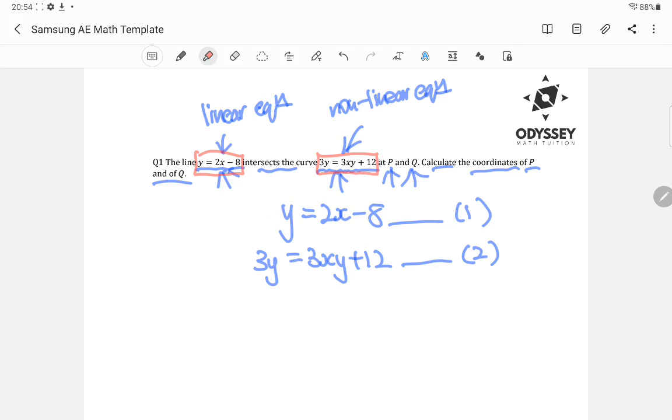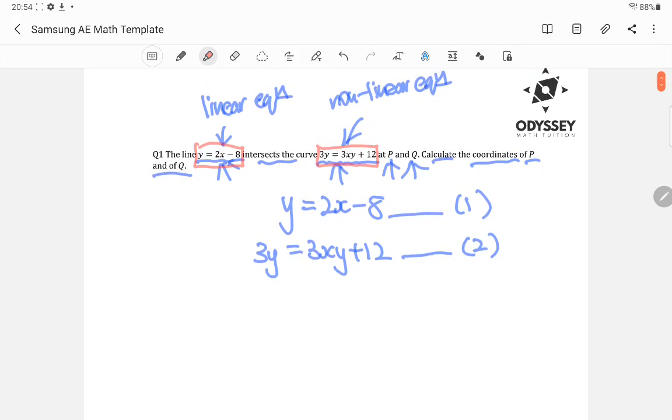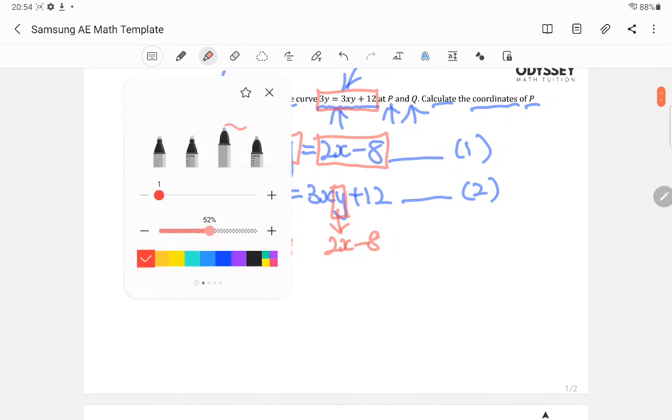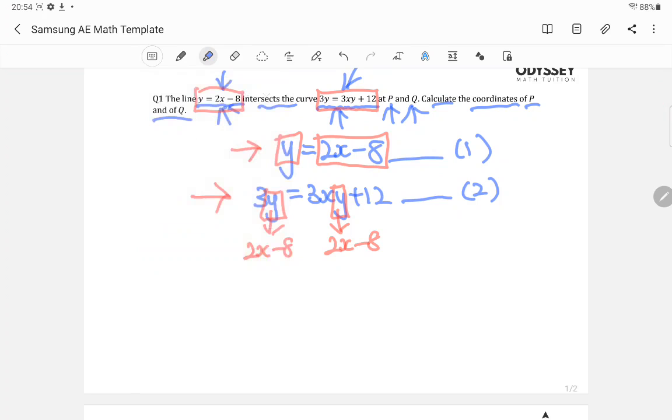So what we're going to do is substitute equation 1 into equation 2. I am going to replace all the y in equation 2 with 2x minus 8, because y equals 2x minus 8. For this y, I'm going to replace it with 2x minus 8, and for this y over here, I am also going to replace it with 2x minus 8.